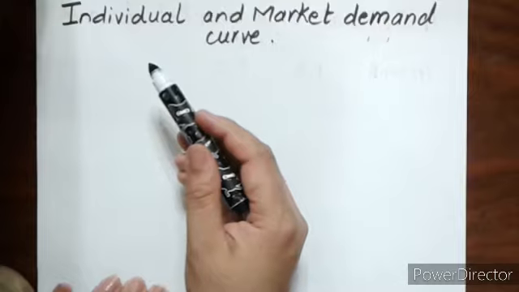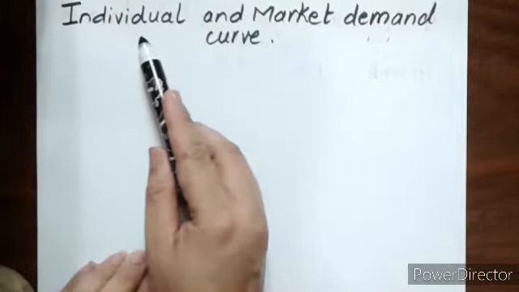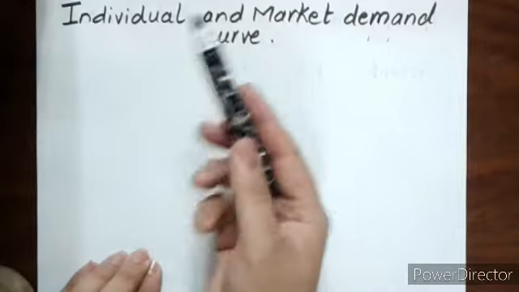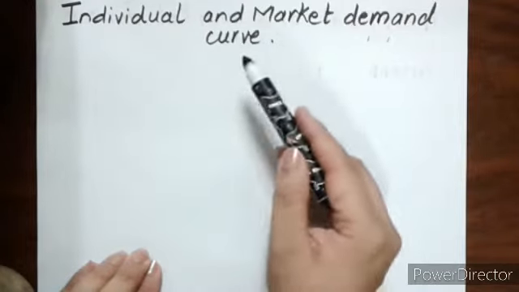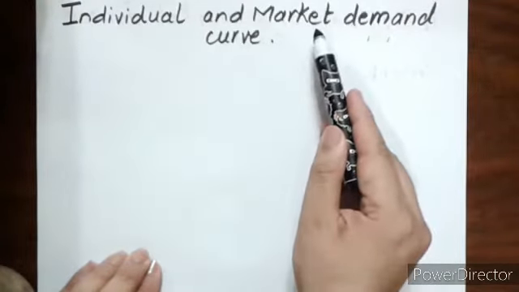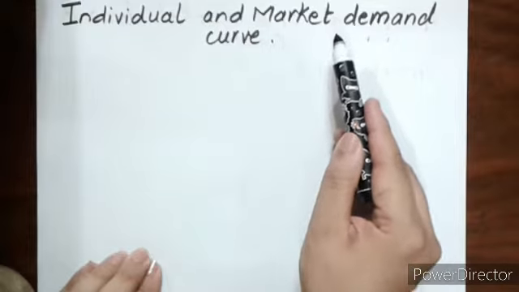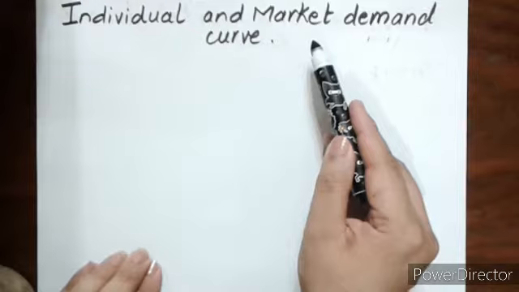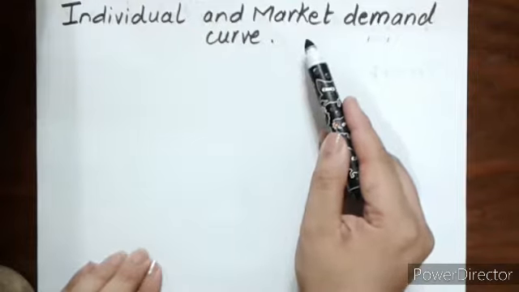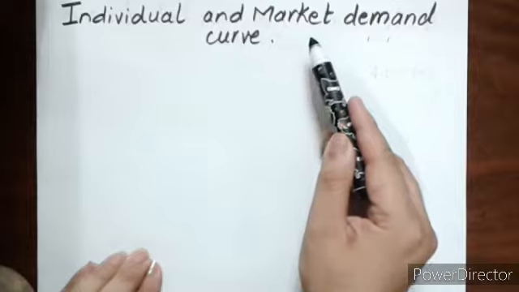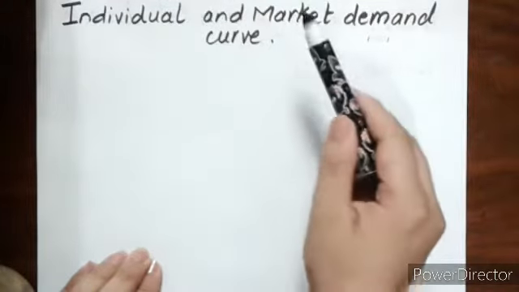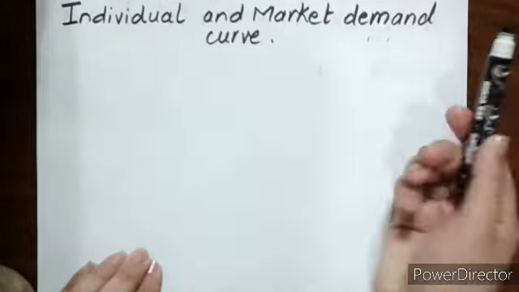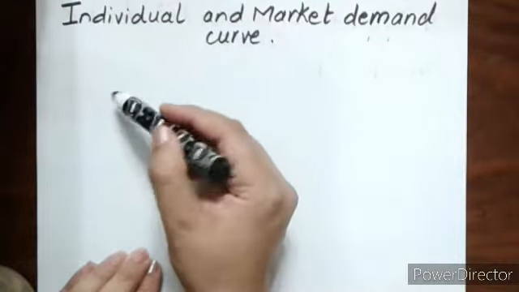As this shows, our today's topic is individual and market demand curve. As the name indicates, individual demand curve refers to demand of a single person, of one individual, and market is a combination of all the individuals that are willing to buy a certain commodity that make up the market of that commodity. So the demand curve that we will draw for a combination of buyers is known as market demand curve. It will become clear.